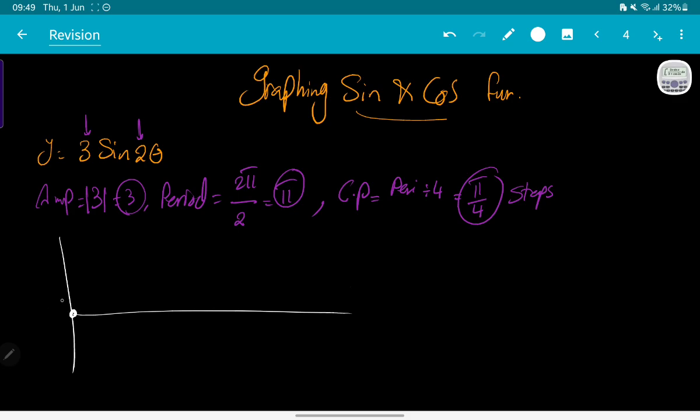This is the first point. 1, 2, 3, the amplitude. 1, 2, 3, the negative 3, the amplitude. We call this the steps because each time we add pi over 4. The next step after pi over 4 is pi over 2, then 3 pi over 4, and this is pi. We keep adding pi over 4 to find the next step.